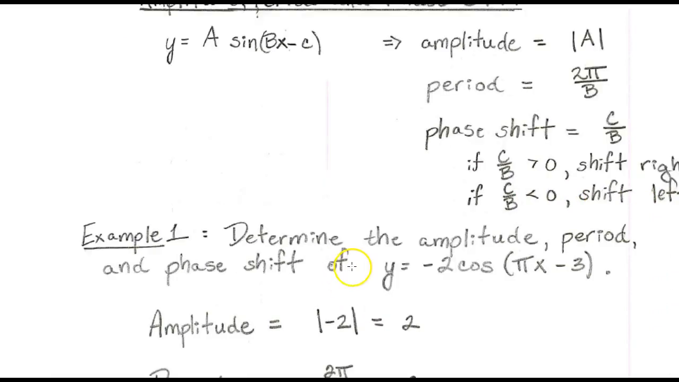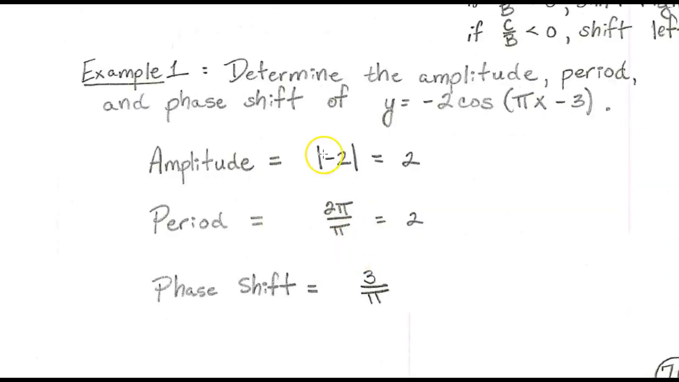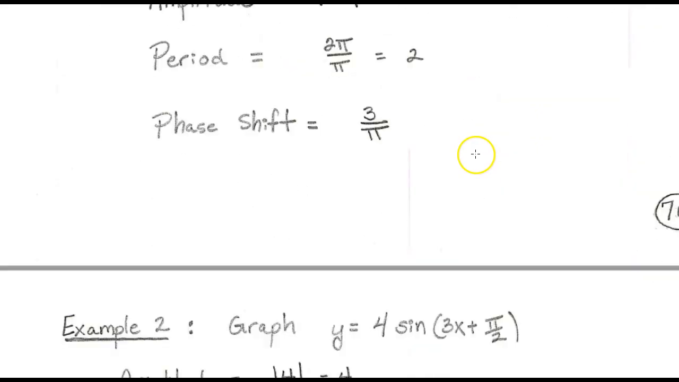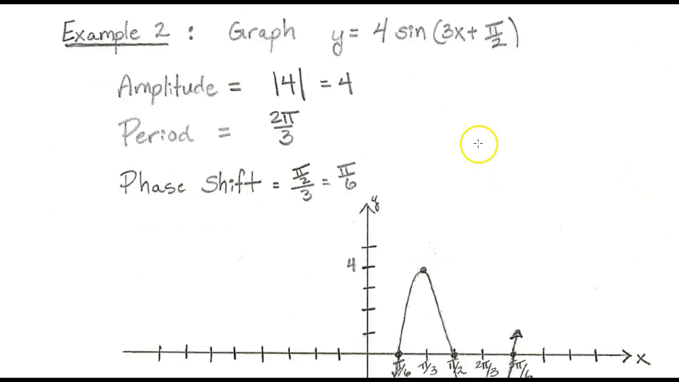Okay? So, for example, let's determine the amplitude, period, and phase shift of y equals, no, shoot, that's cosine. Let's go down to sine. Let's do example 2 first. So let's graph y equals 4 sine of 3x plus pi over 2. The amplitude of this is the absolute value of the coefficient in front of the sine. That's the height of it, right? So it's the absolute value of 4, which is 4. The period is 2 pi over b. b is the coefficient of x, so 2 pi over 3.